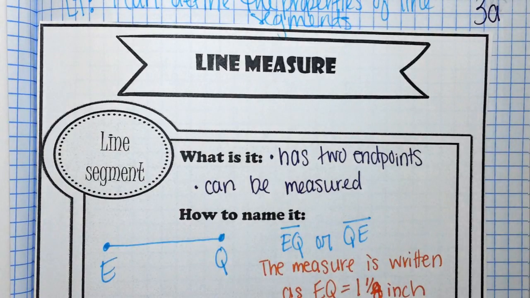Yesterday we started by defining properties of a line segment. What makes a segment a segment? No arrows. If it stops, no arrows. Can it be measured? Yes. Now, how do we measure it? What do we use? A ruler, or the straight edge of a protractor.